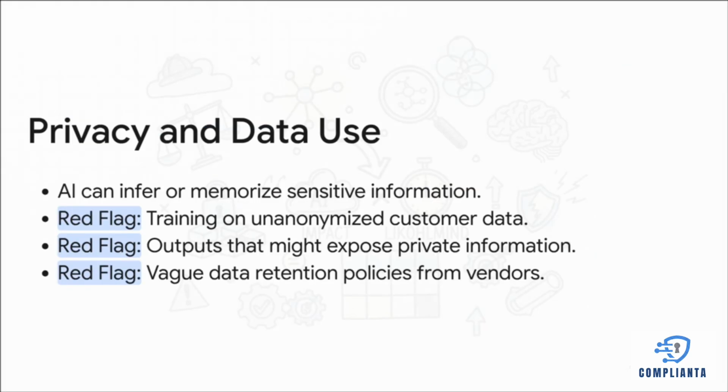All right, next up, privacy and data. You can't have AI without data. They're 2 sides of the same coin. And what's kind of scary is how good these systems can be at figuring out or even just straight up memorizing sensitive info about people, even if you thought you scrubbed it. So you've got to be on the lookout for red flags.